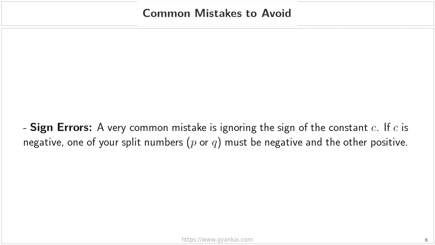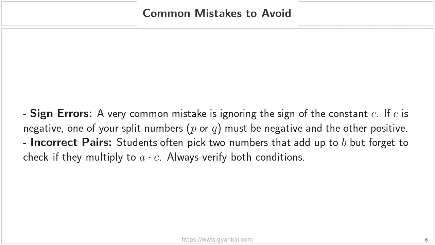First, let's talk about sign errors. This is perhaps the most frequent mistake I see. When you are looking at the constant term, which we call c, please do not ignore its sign. If c is negative, remember that this dictates the signs of your two numbers, p and q specifically. One of your split numbers must be negative and the other must be positive. If you forget this, your entire factorization will be incorrect.